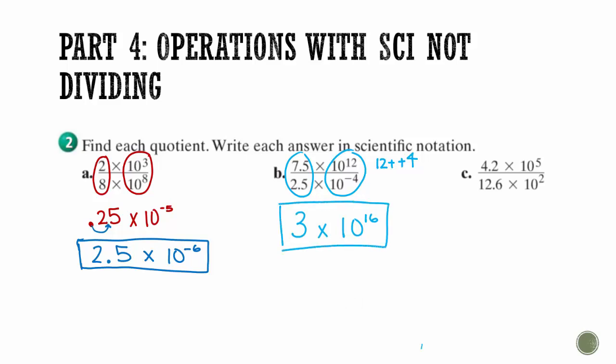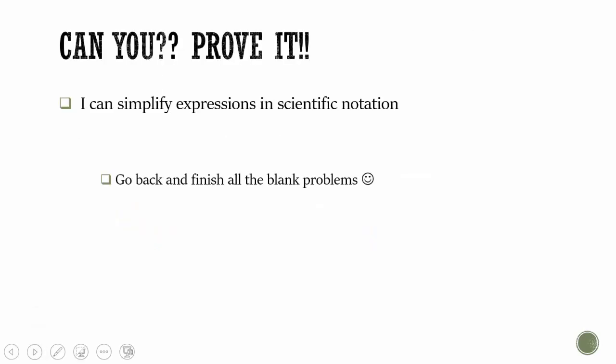And we're done. So really, these last two slides are the only two things that should be new. The rest of it you've been exposed to before. So you should be able to simplify expressions in scientific notation. Go back and finish all the ones that we haven't, and you can prove to yourself that you can do that.